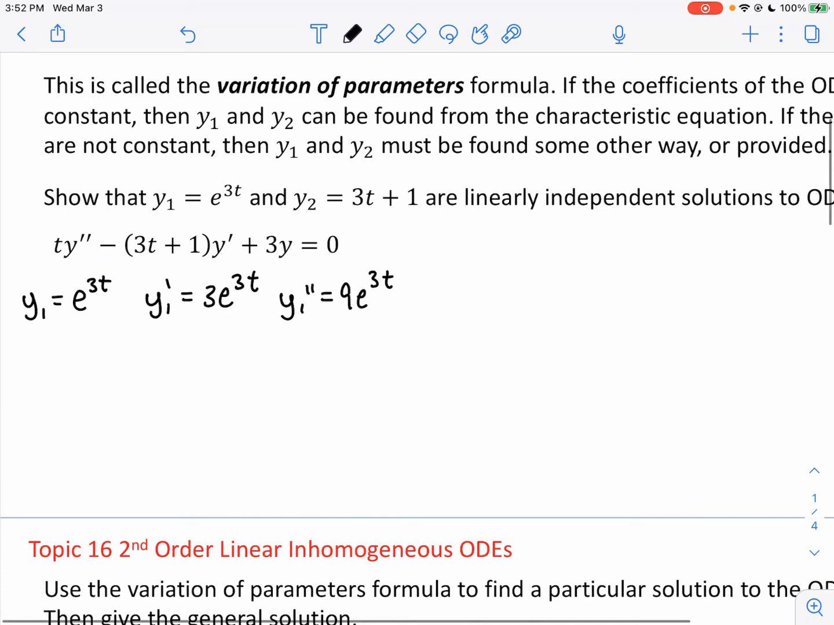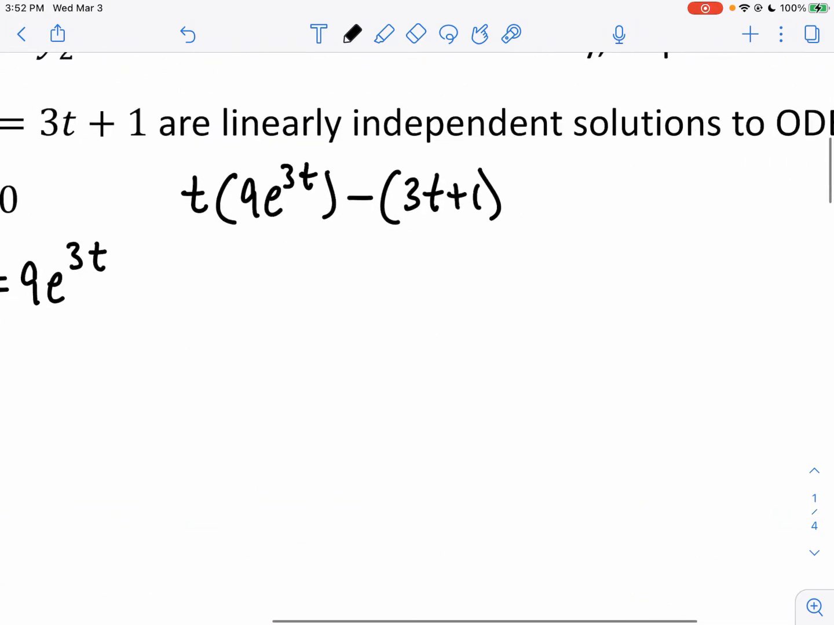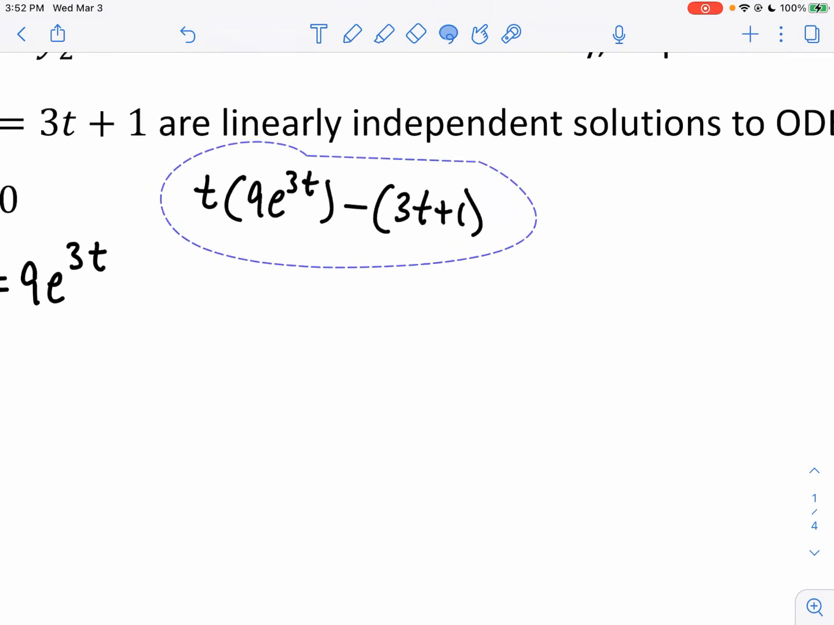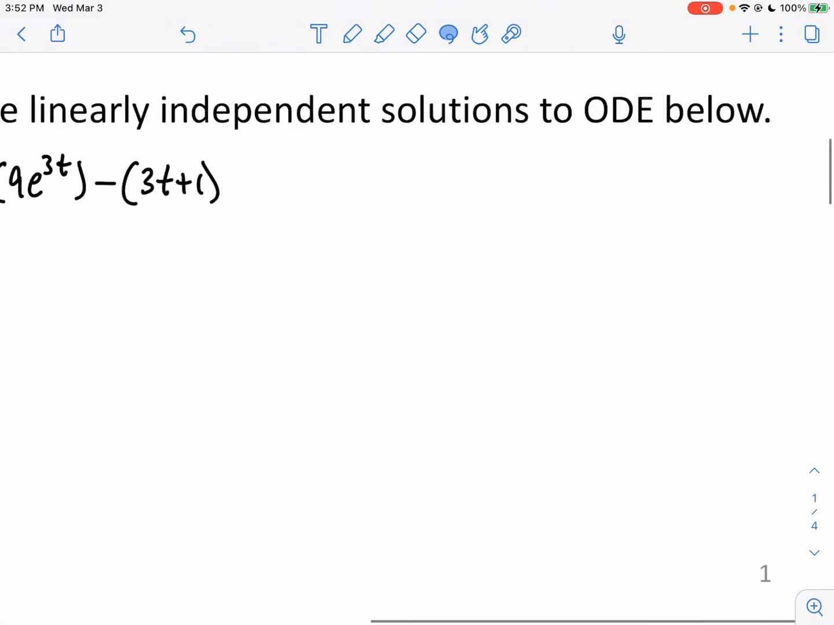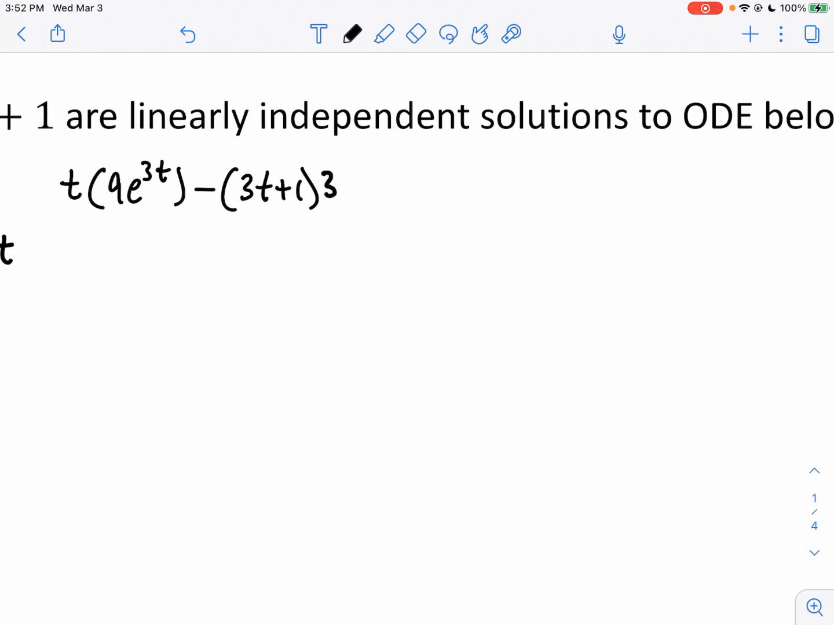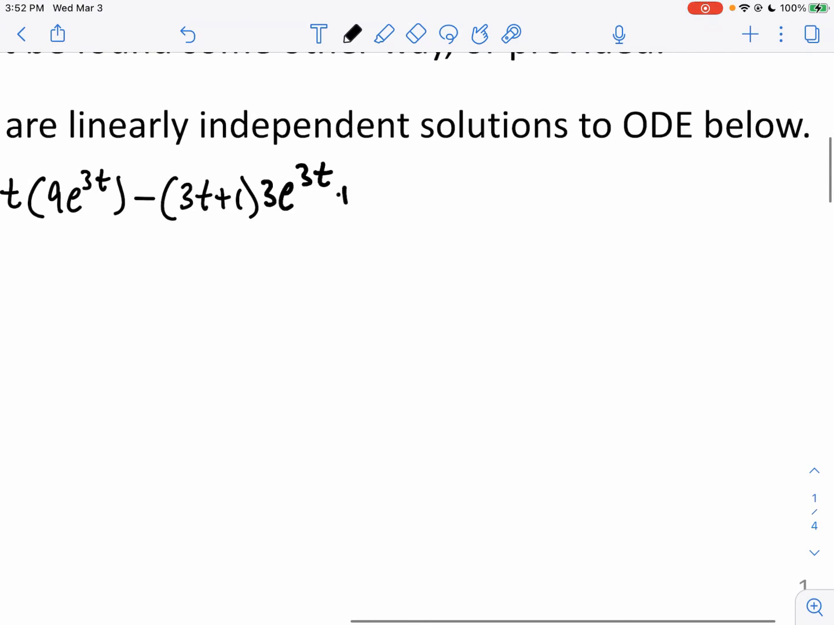So the differential equation reads t times y double prime, so 9e to the 3t, minus, parentheses, 3t plus 1, times y prime. Y prime was 3e to the 3t, and then plus 3y. And y was just e to the 3t. And we want to show that this will in fact be 0.